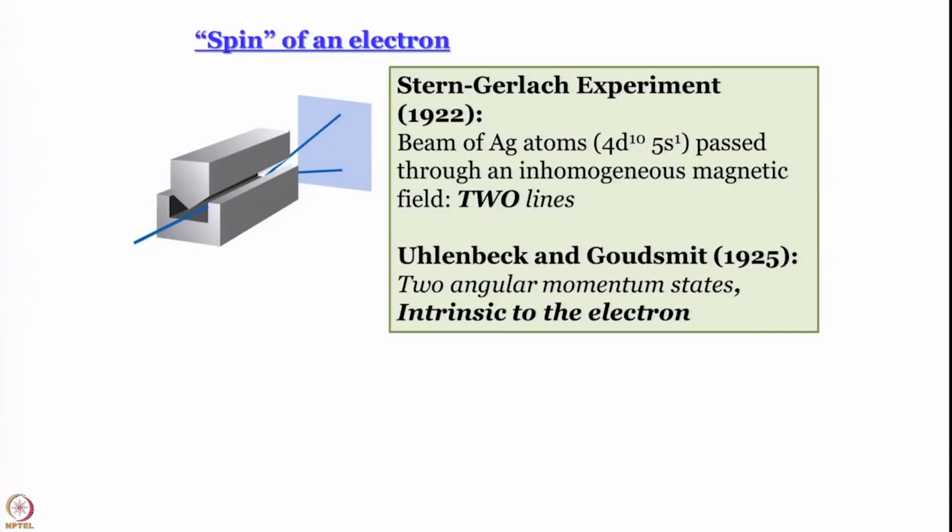However, it is not. One of the origins of spin is the Stern-Gerlach experiment of 1922, where a beam of silver atoms which passed through an inhomogeneous magnetic field showed two lines, which means that the ensemble splits, there are two kinds of atoms in the ensemble, and the explanation was the presence of two angular momentum states. Remember angular momentum? We have talked about angular momentum at some length, but these angular momenta are different in the sense that they are intrinsic to the electron.